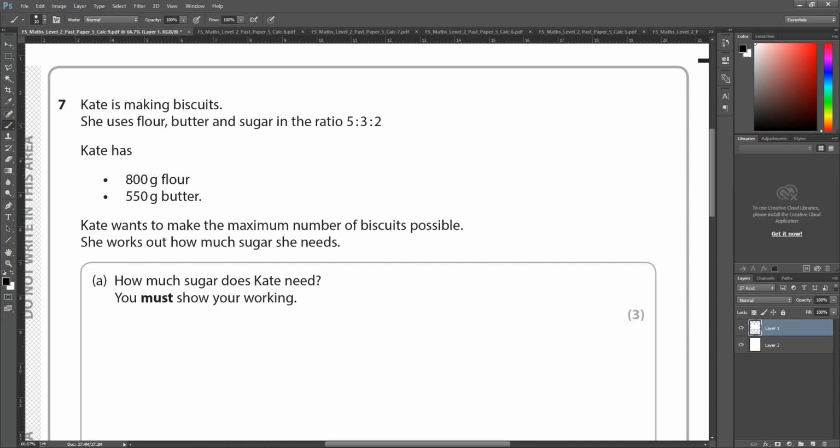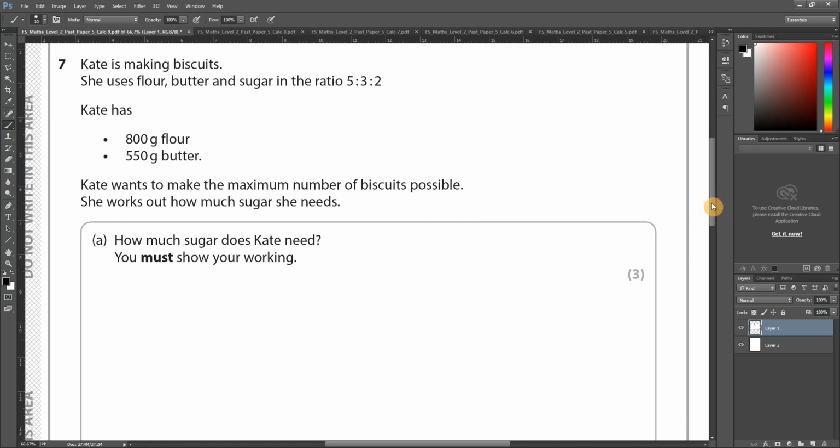Okay, well, let's move on to the next question. Question 7. Kate is making biscuits. She uses flour, butter and sugar in the ratio 5 to 3 to 2. Kate has 800 grams of flour, 550 grams of butter. Kate wants to make the maximum number of biscuits possible. She works out how much sugar she needs. Part A says, how much sugar does Kate need? You must show your working. 3 marks.